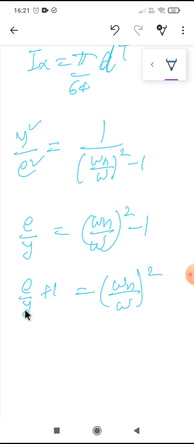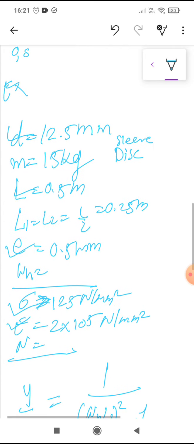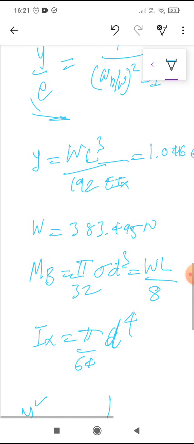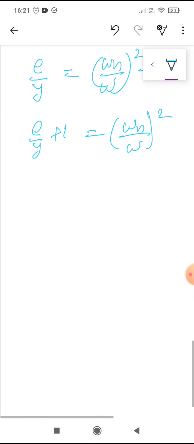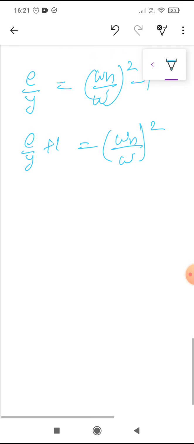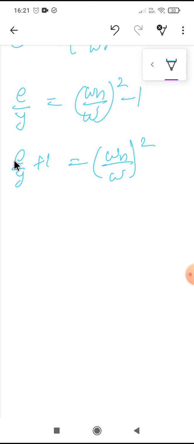So here, what is the value of e by y? The value of e is 0.5 and the value of y is 1.04. So this is nearly equal to 1.48. So (omega n by omega) whole square is equal to 1.48. The value is 0.48, and plus 1, it has become 1.48.